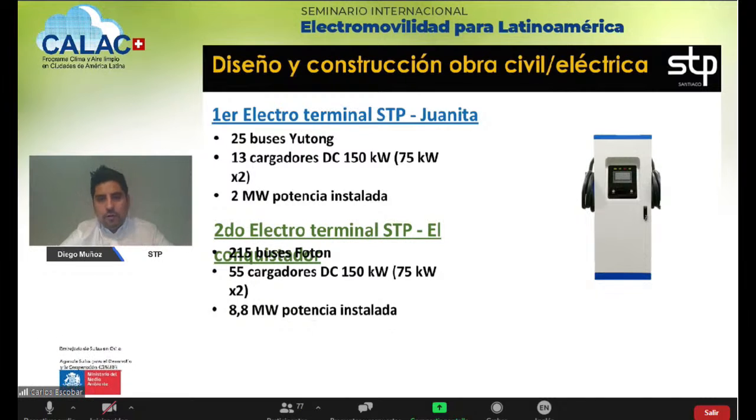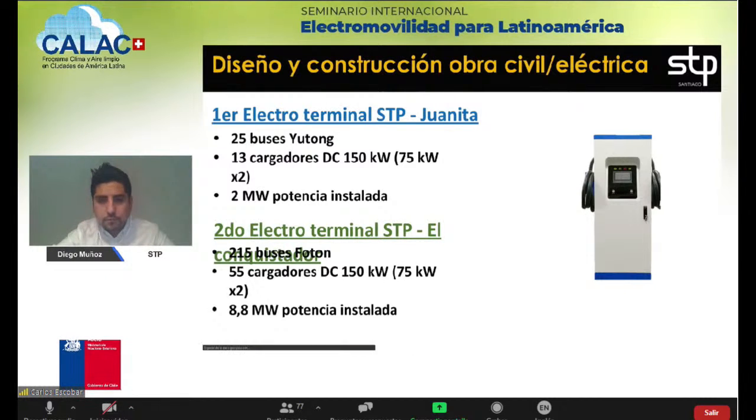Now, regarding the design and construction of civil works or electric works, I'm going to talk about two cases of STP. One is the Juanita terminal, 170 buses approximately, where we implemented 25 buses and 13 chargers of 150 kilowatts, and it of course has two guns, so if you charge simultaneously, the power is divided into two. And I'm also going to talk about the case of Conquistador, 250 Foton buses, 55 chargers of 150 kilowatts, and this terminal has 8.8 megawatts of installed power, and that is one of the largest throughout the world.